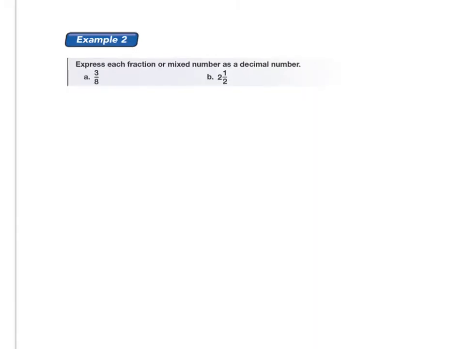Example 2 says to express each fraction or mixed number as a decimal number. Okay, well, we express fractions as decimals by dividing. We're going to write a division problem, and we always put the top number on the inside. So I'm going to write a little note up here about that. When we set this up, we put the top inside and the bottom outside. So top divided by the bottom looks like this. So in this one, 3 goes on the inside, 8 goes on the outside.